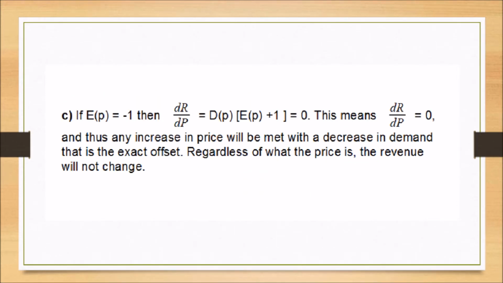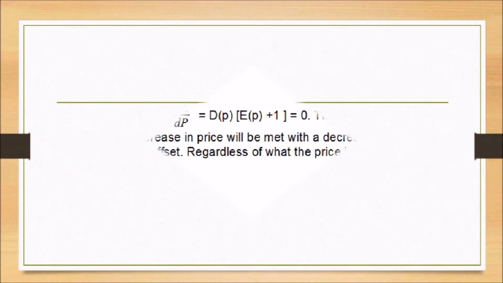If E(P) equals -1, then dR/dP equals D(P) times (E(P) plus 1), which equals 0. This means dR/dP equals 0, and thus any increase in price will be met with a decrease in demand that is the exact same offset. Regardless of what the price is, the revenue will not change.